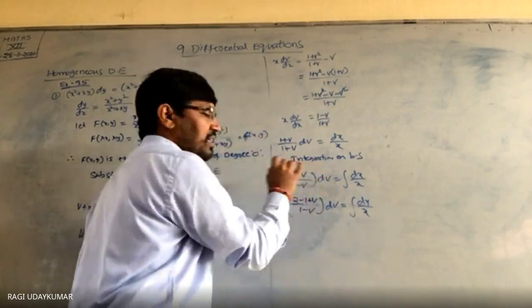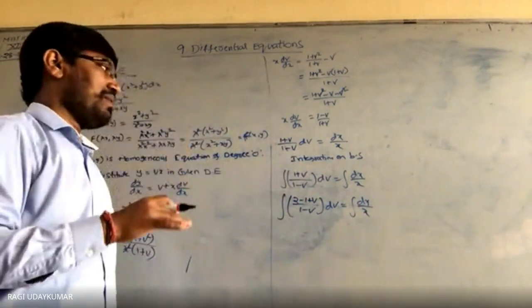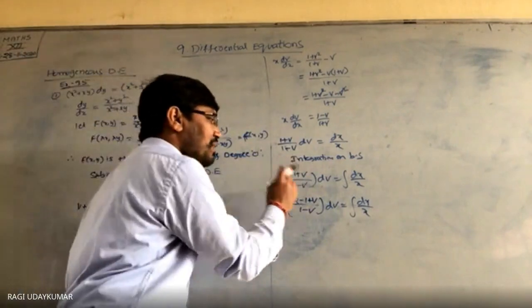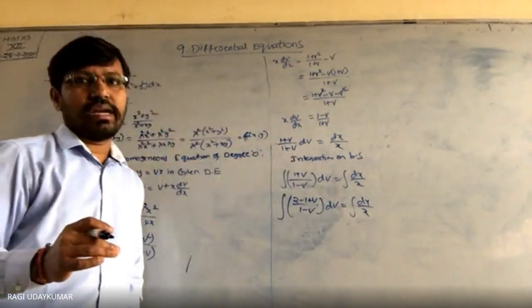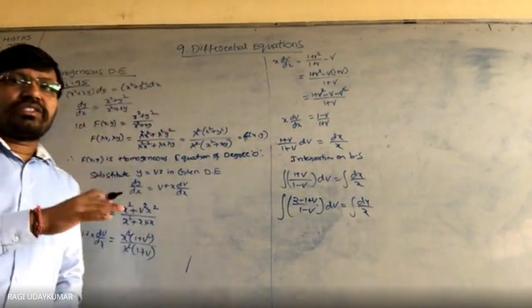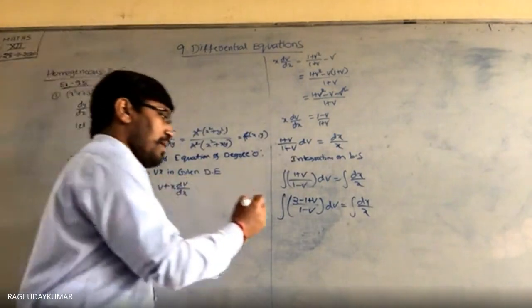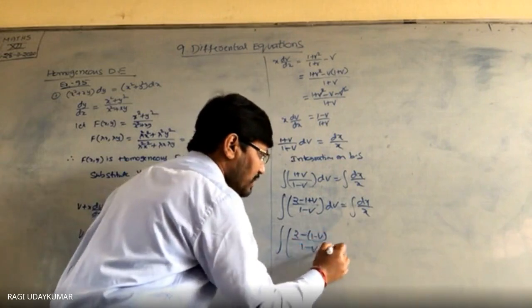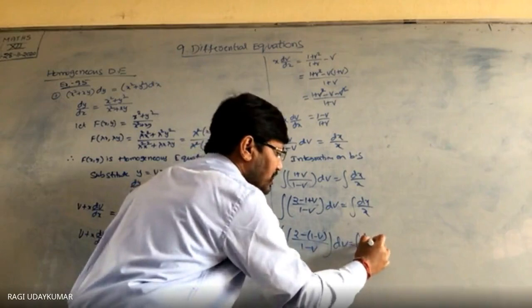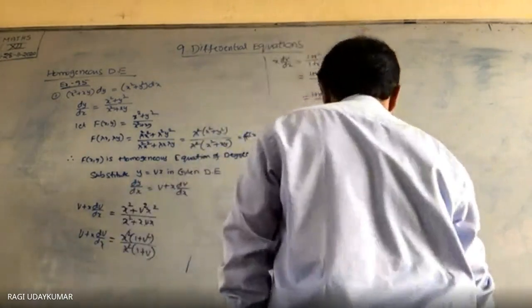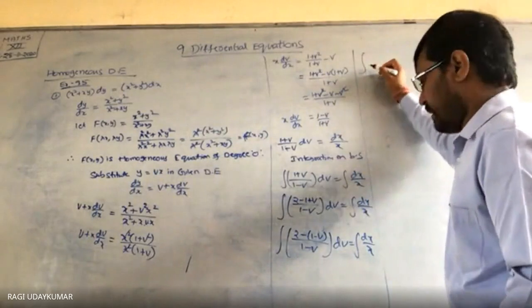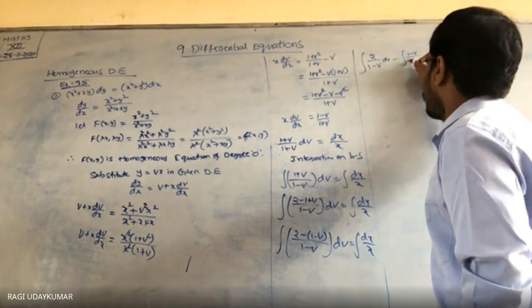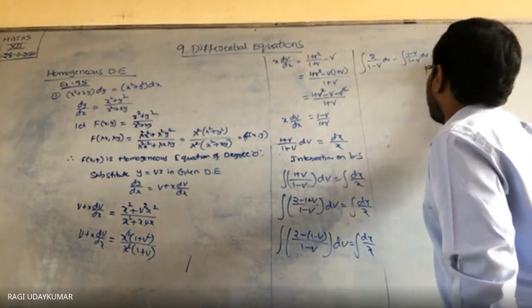To integrate (1 plus v) by (1 minus v), you could also take 1 by (1 minus v) plus v by (1 minus v), but instead of that I am splitting it and taking the minus common. So taking 2 minus common, (2 minus (1 minus v)) by (1 minus v) dv is equal to the integration of dx by x. Separately, the integration of 2 by (1 minus v) dv minus the integration of (1 minus v) by (1 minus v) dv is equal to the integration of dx by x.